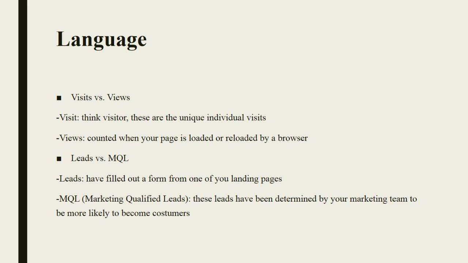And then leads versus marketing qualified leads. Leads have filled out a form using one of your landing pages, and marketing qualified leads are the leads which have been determined by our marketing team to be more likely to become consumers or customers. The important thing here is not to lump these two different categories of data sets together. It's important to keep them separate and differentiated so that your analysis doesn't become skewed.